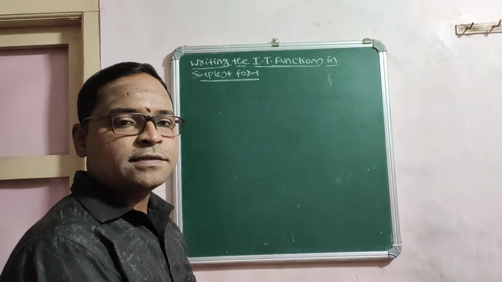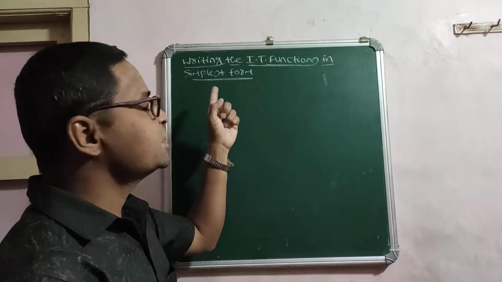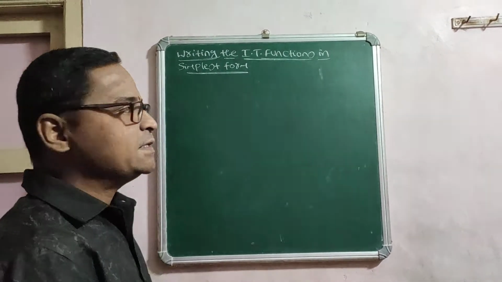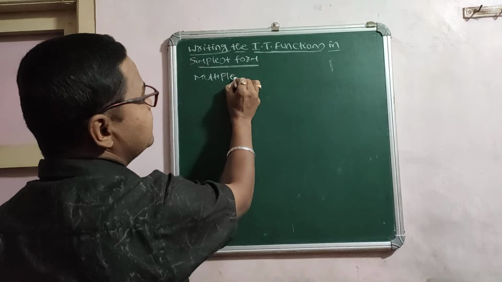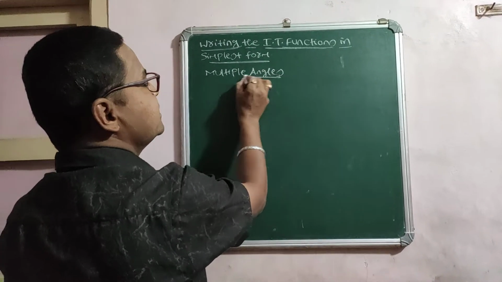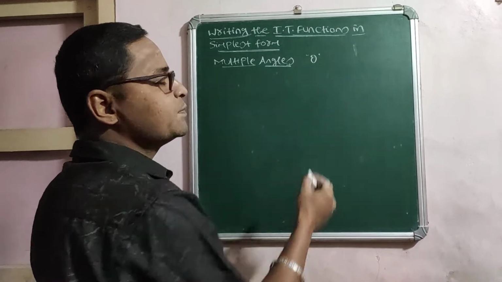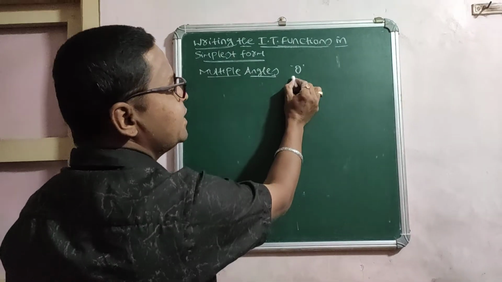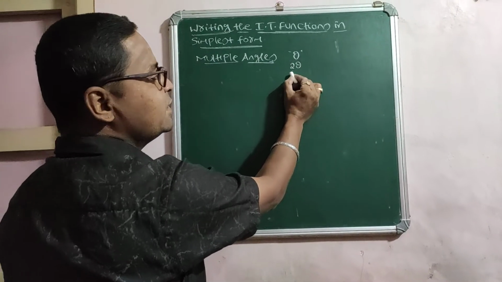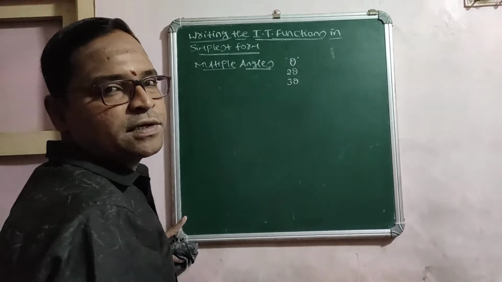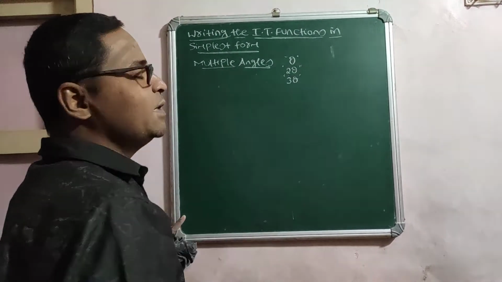So after knowing all this, let us go for discussing the problems in simplifying the inverse trigonometric function into its simplest form. So first let us know the multiple angles. As we know, suppose if we have theta, if we multiply by 2, it becomes 2 theta. If we multiply by 3, it will become 3 theta. Like that, we can observe the formulas in multiple angles.